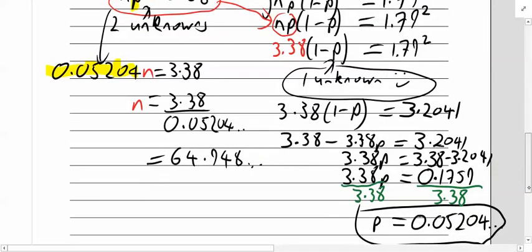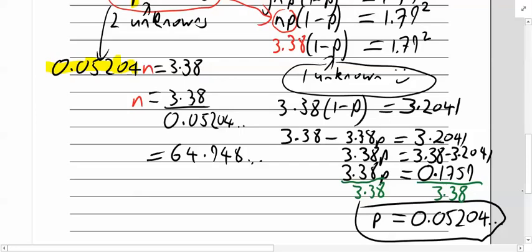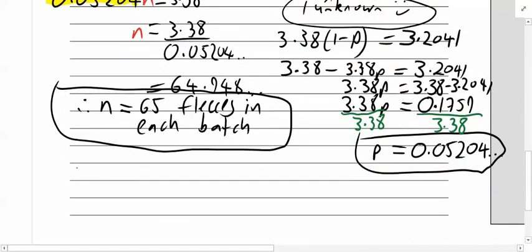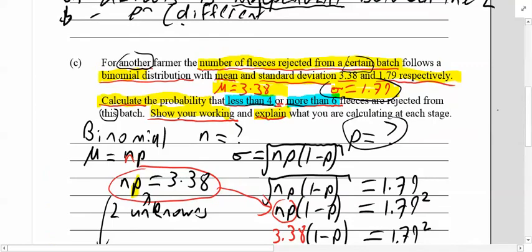So we can't have 64.9 of a fleece, so that means we're going to round it. Therefore, N equals 65 fleeces in a batch, like so. So the probability that an individual fleece is rejected is this, 0.05204, and then there are 65 fleeces in a batch. So now we can just turn it into a binomial question: calculate the probability that less than 4 or more than 6 fleeces are rejected from this batch.